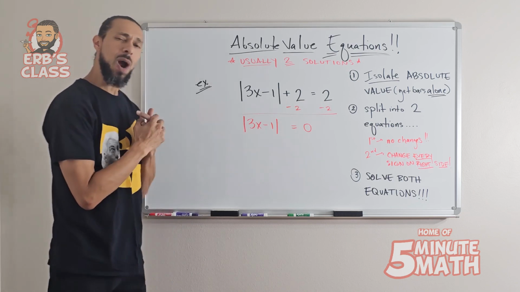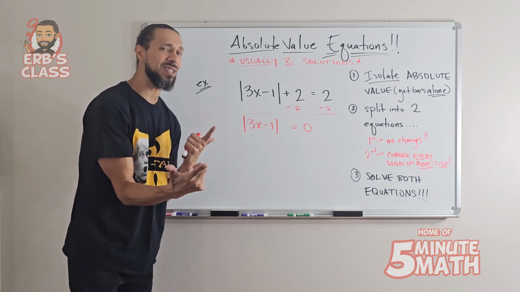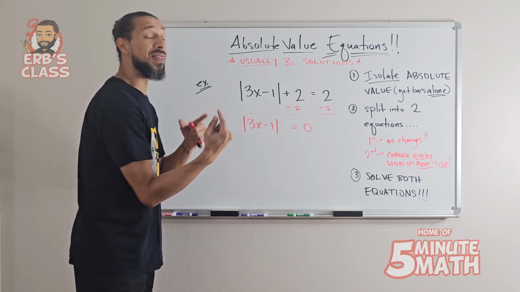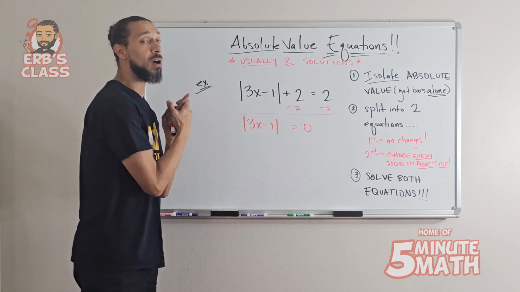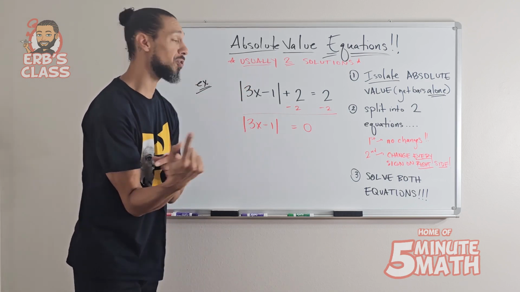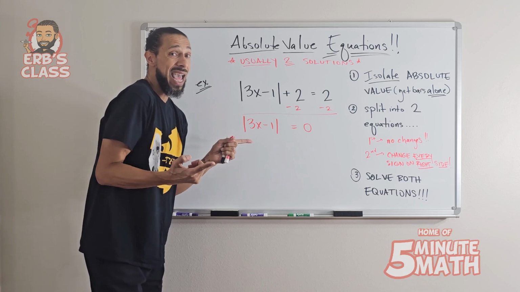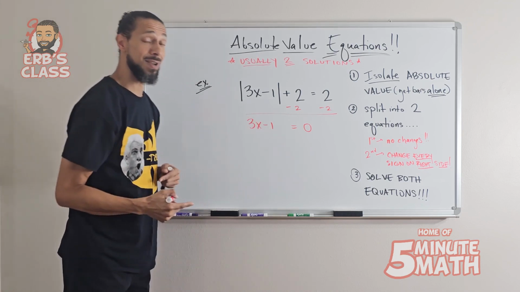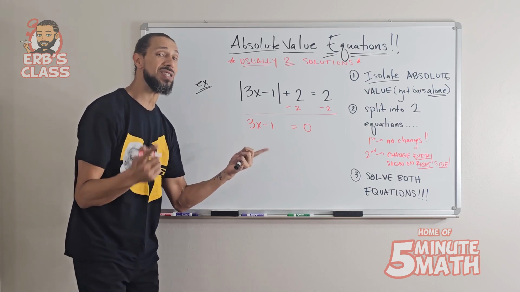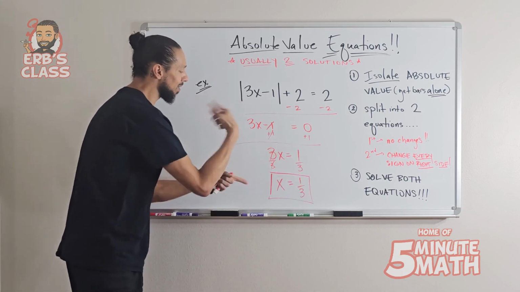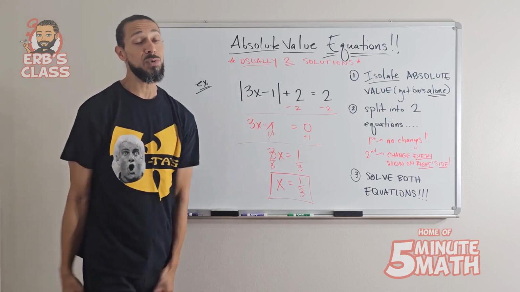Now, here's where I would normally split this into 2 equations, but there's no such thing as positive and negative 0. So in this situation, I know we talked about it usually has 2 solutions. Sometimes it has no solution. This one, if I only have 0, I only have 1 equation. So I solve that 1 equation and I get 1 solution. I add 1 to both sides, divide by 3, x equals 1/3.